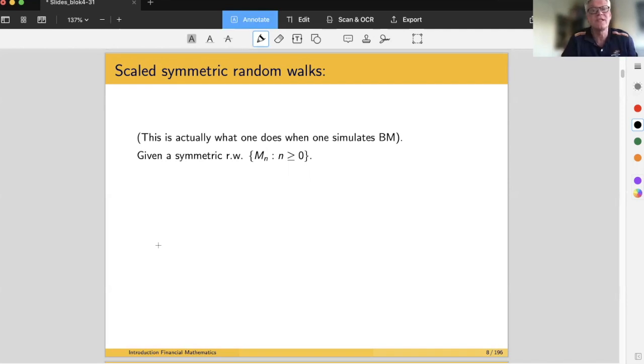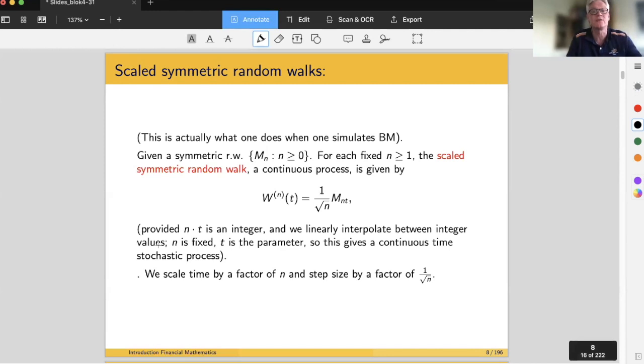So this is the process that we use to build a Brownian motion, really. Given a symmetric random walk M_n, n larger or equal to 0, then for each n larger or equal to 1, the so-called scaled symmetric random walk, a continuous process, is given by the following expression, W superscript n. So we give it a superscript to explicitly denote that it's fixed n. Now I scale it with a step of square root of n. So I multiply by 1 over the square root of n. This M, our independent increment.